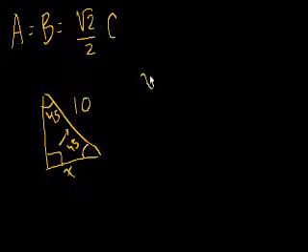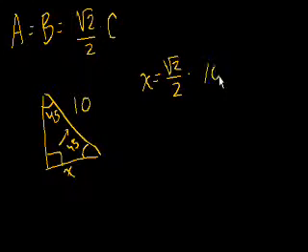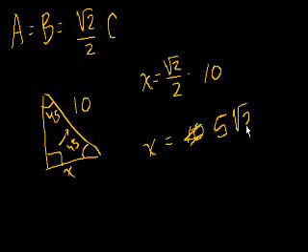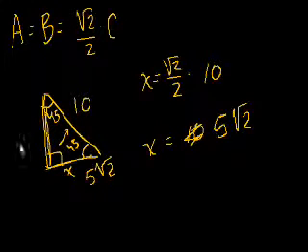Well, we know that x is equal to square root of 2 over 2 times the hypotenuse. So that's square root of 2 over 2 times 10, which is 10 divided by 2. So x is equal to 5 square roots of 2. And we know that this side and this side are equal. I guess we know it's an isosceles triangle because these two angles are the same. So we also know that this side is 5 square roots of 2.